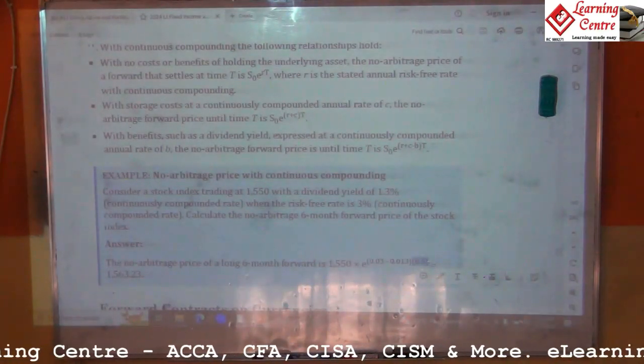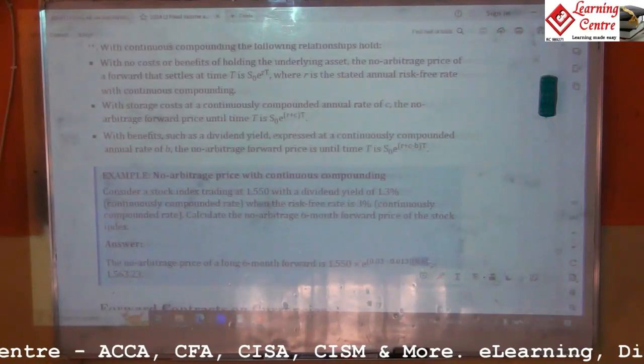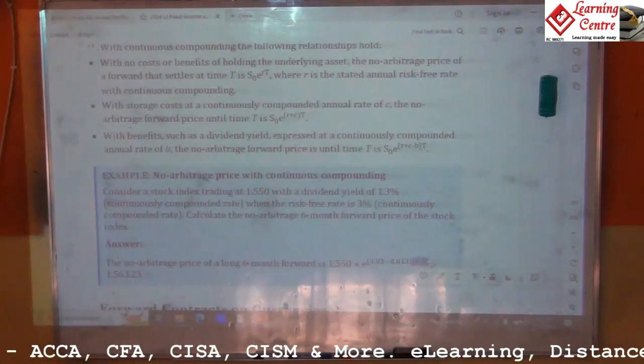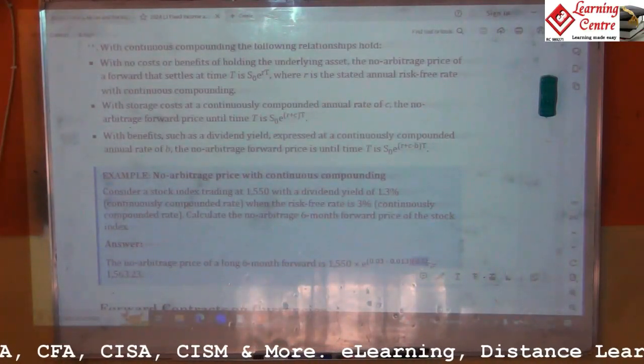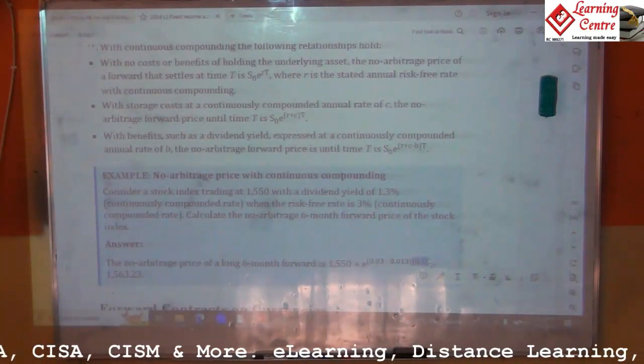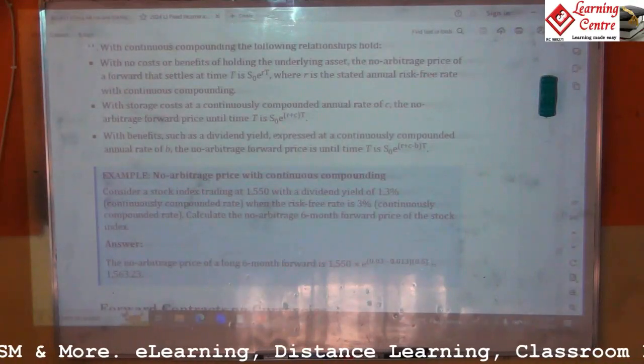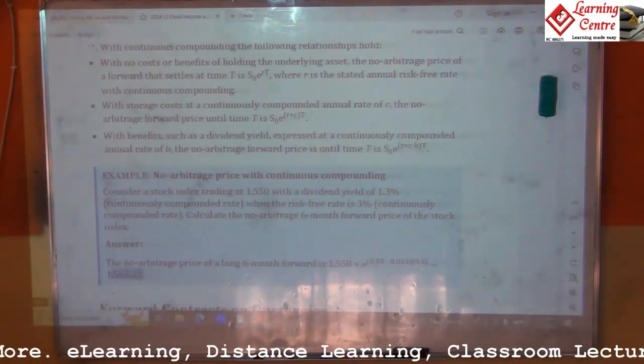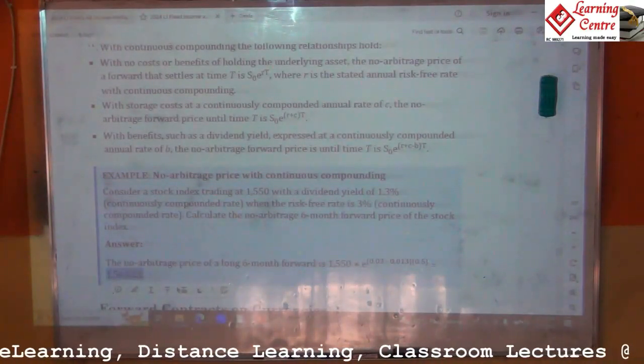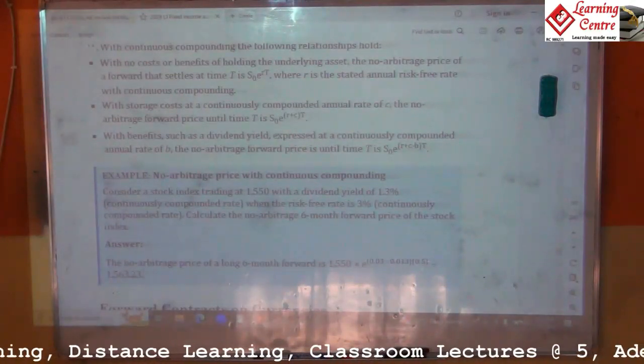Because this time is always in years. But since they gave us 6 months, it will be 6 over 12. If it was 12 months, it would be 12 over 12, which is 1. If it was 9 months, it would be 9 over 12, which is 0.75. That's how they got this. Based on this, the no arbitrage forward price should be 1563. Okay?